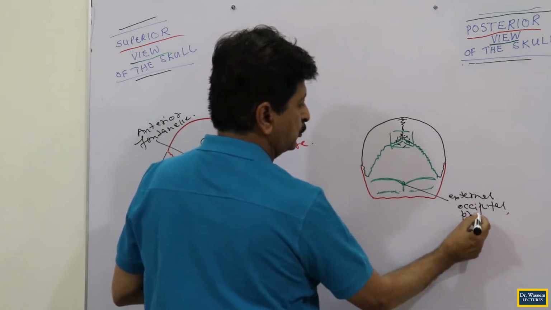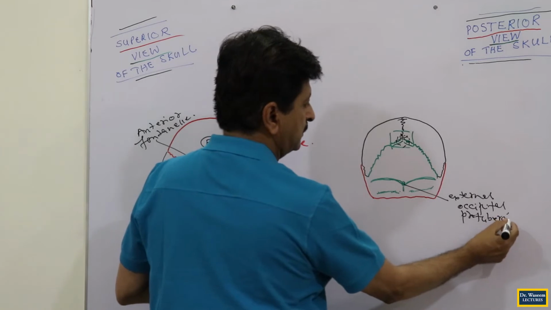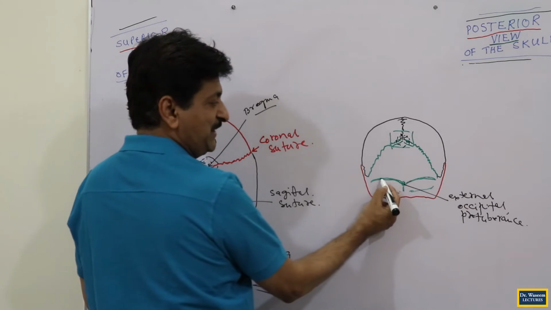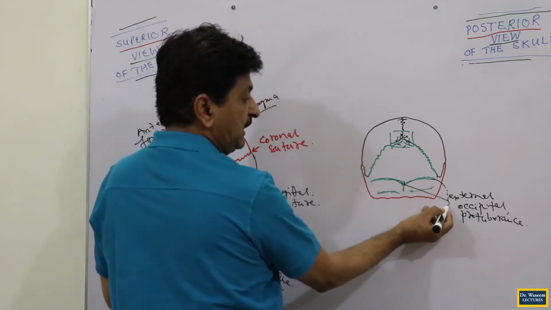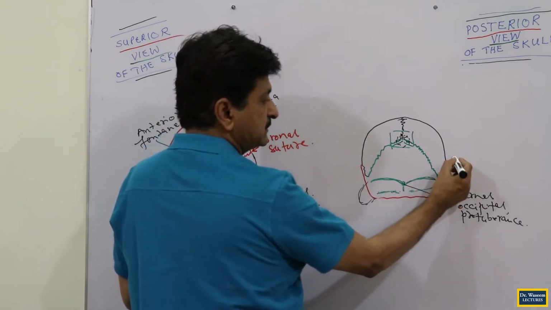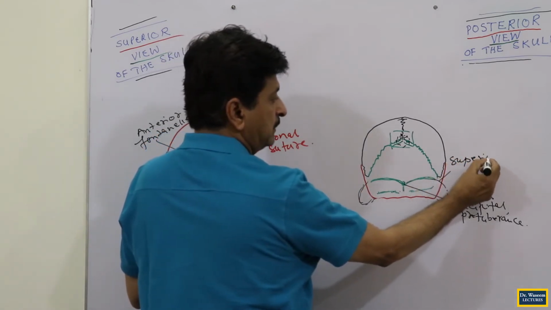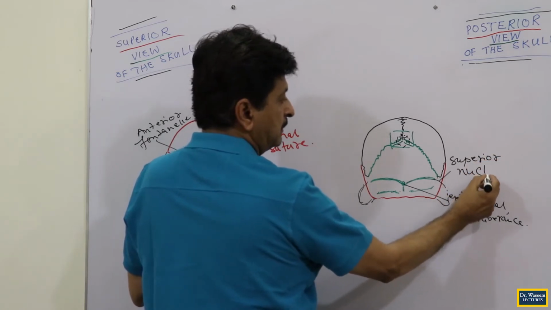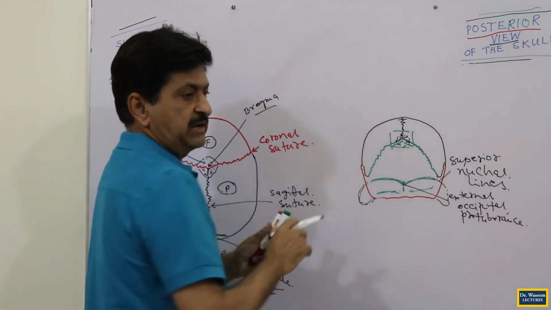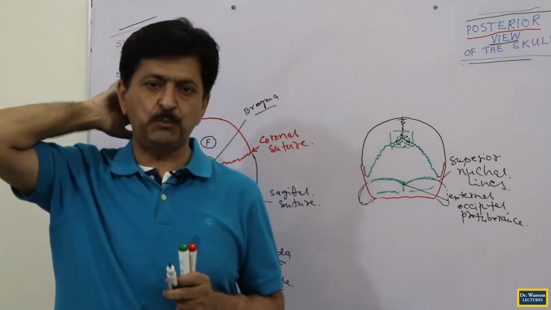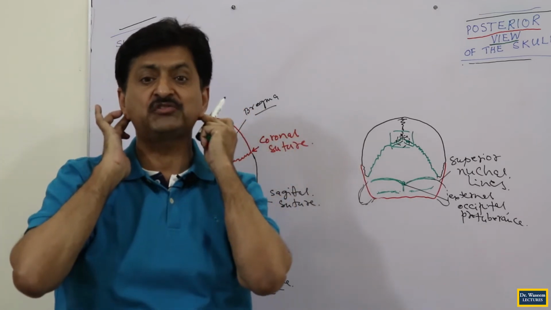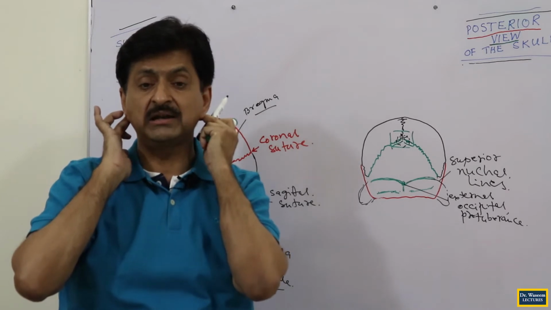External occipital protuberance. And from the external occipital protuberance, two transverse ridges spread and come to the mastoid process. These are called the superior nuchal lines. If you touch your external occipital protuberance, you see two superior nuchal lines spreading, going to the posterior border of the mastoid process. This is the end of your neck and the beginning of your head.